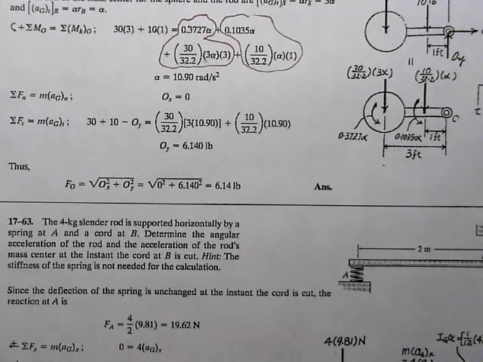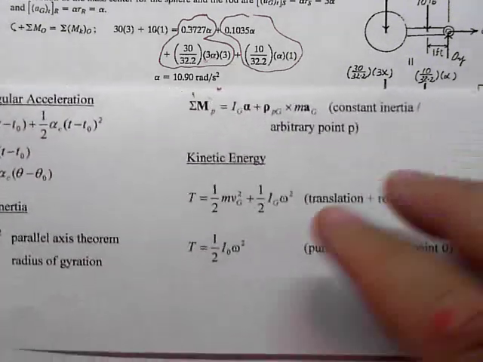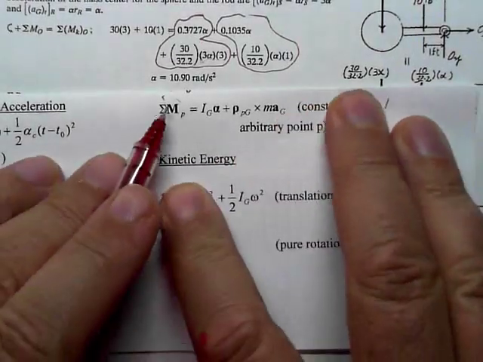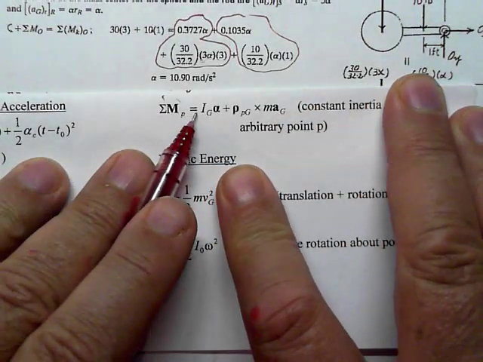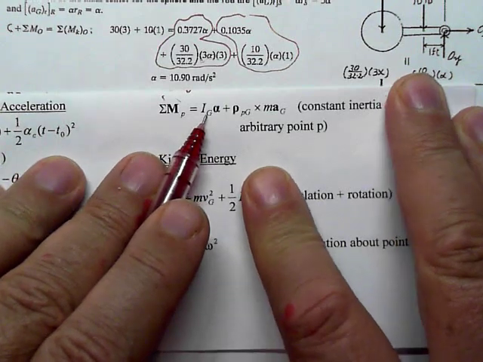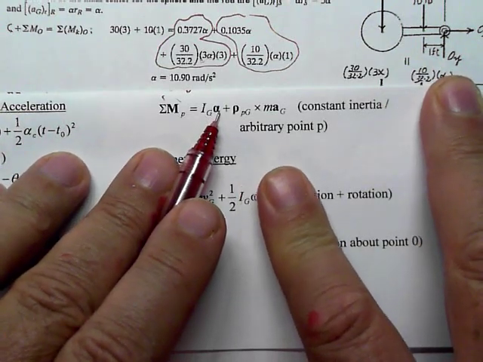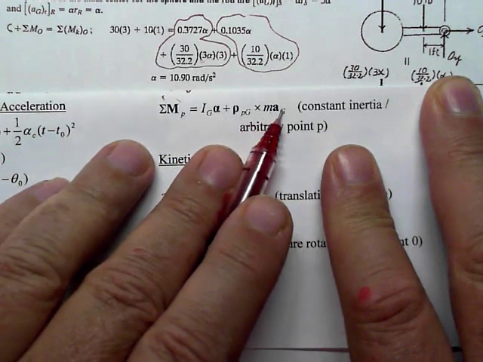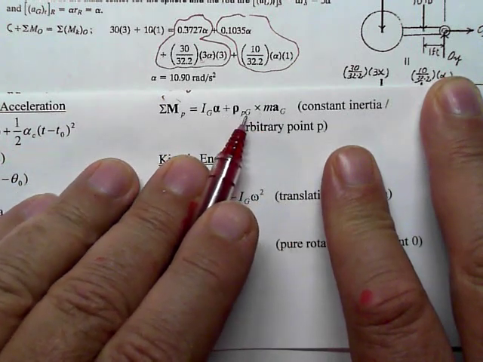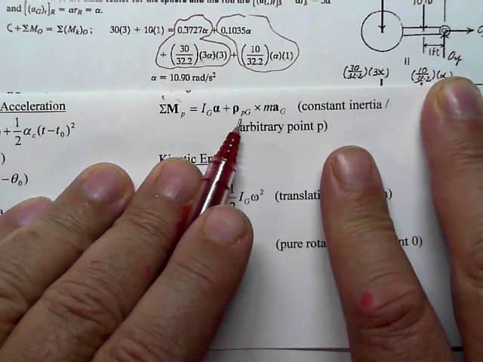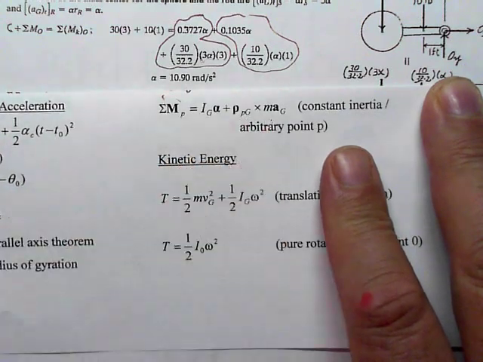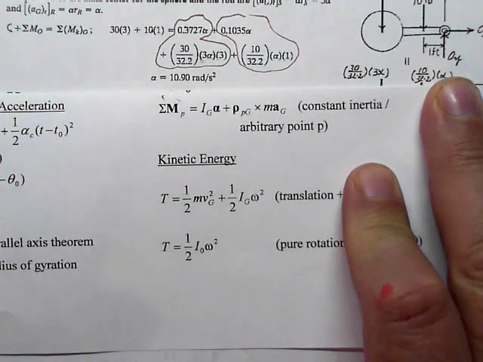Using the equation sheet to get to this, we have on the equation sheet, I'm going to fold it so that we can see it. Sum of moments is equal to the I of a single body times the alpha of a single body plus the mass times acceleration of a single body being crossed with a radius vector from point P to the center of gravity of a single body. This is a single body equation.